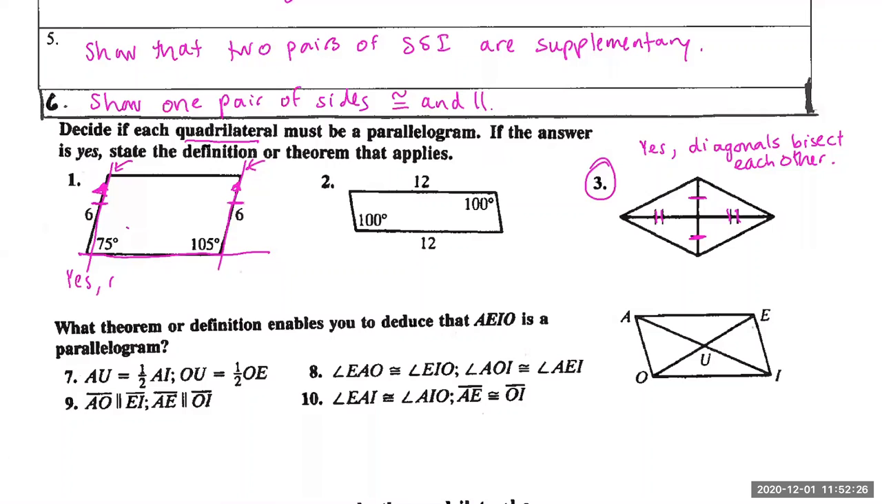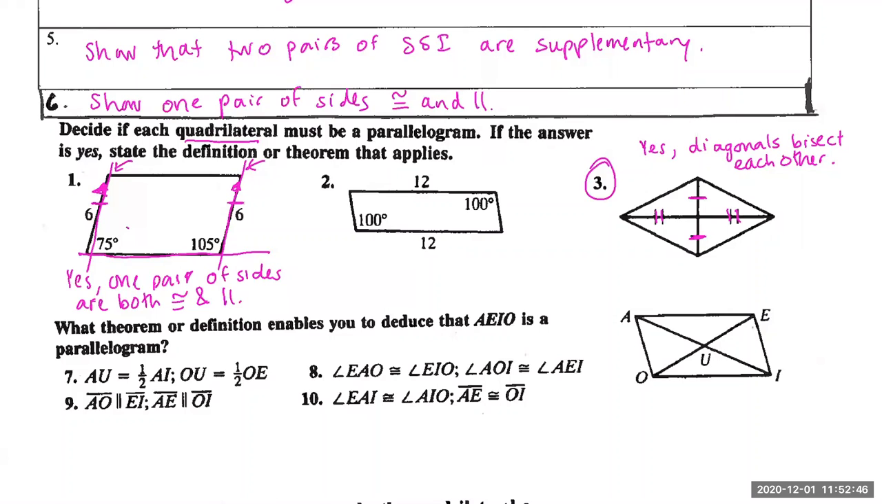Yes, because one pair of sides are both congruent and parallel. Okay, so you guys see how we did that? You want to see what conclusions you can draw, and then if it's enough information.